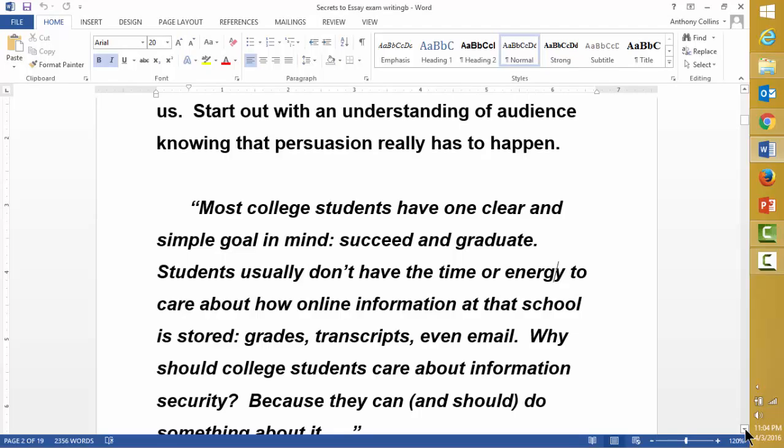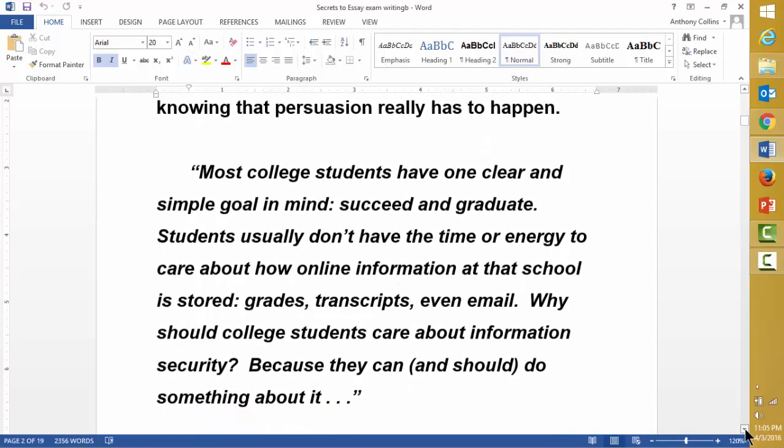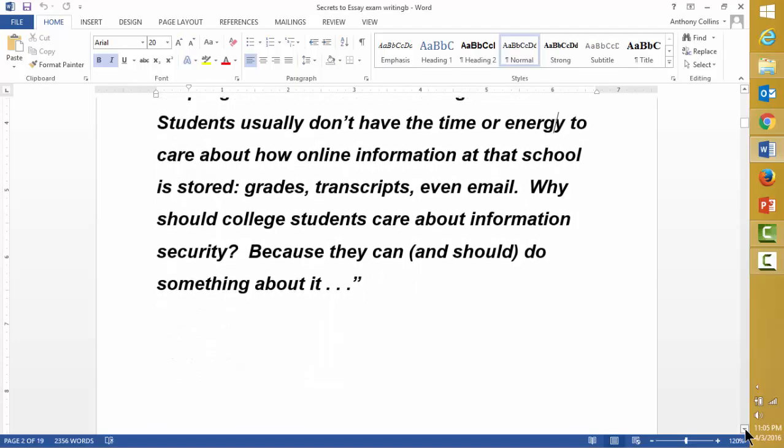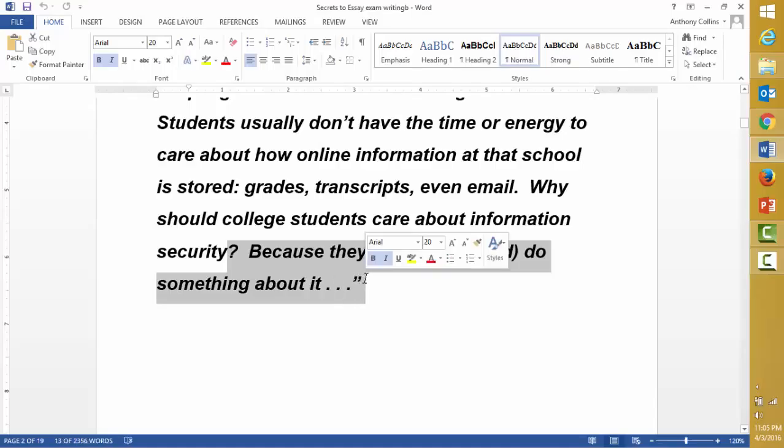Students usually don't have, he says, the time or energy to care about how online information at a school is stored, grades, transcripts, even email. Why should college students care about information security? Because they can and should do something about it. He's also promising that we can participate in this, and that's one of the better parts, that he has the knowledge that he's going to impart to us about how to make things better.